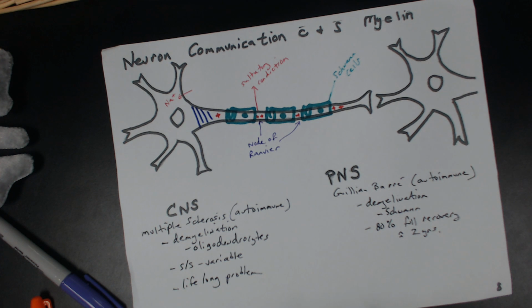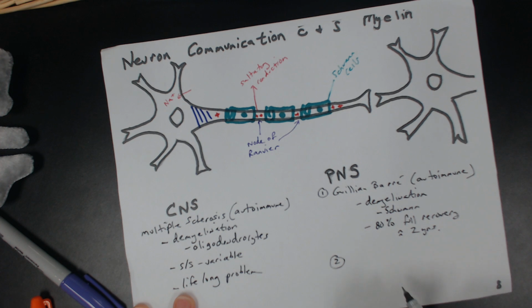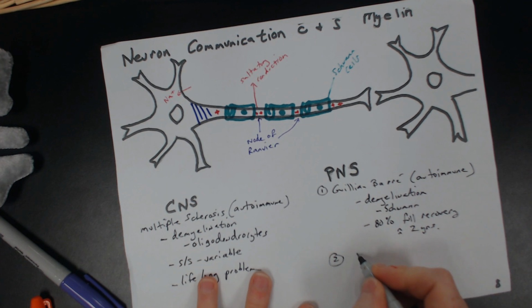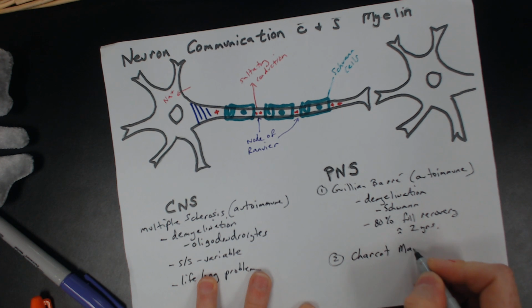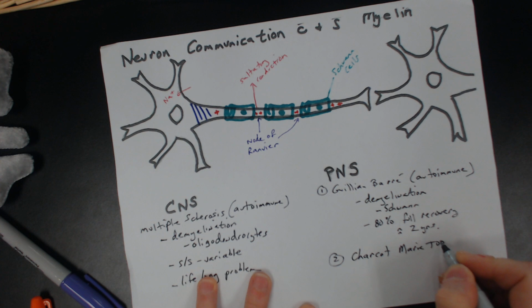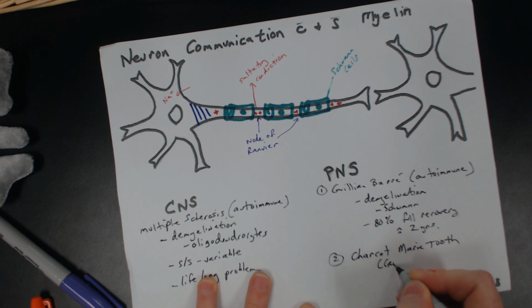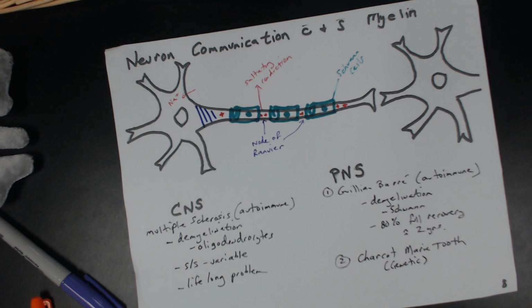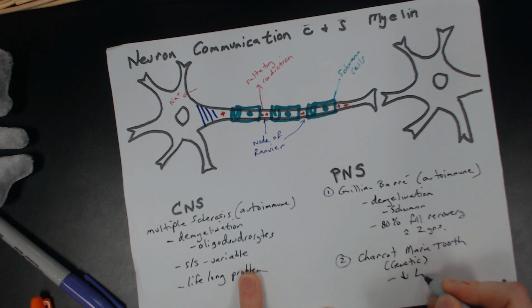And then the other one, there's a weird one that's not autoimmune, but it's genetic. It's called Charcot-Marie-Tooth. And this one's genetic, so you're born with it. Signs and symptoms aren't present when you're born. They take a while to appear, but essentially you're going to have decreased lower extremity strength and sensation.